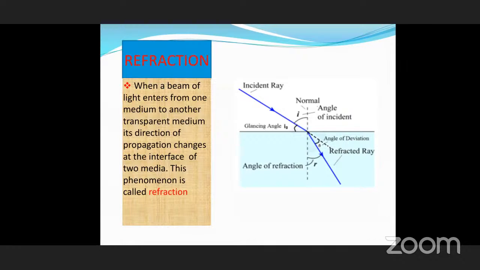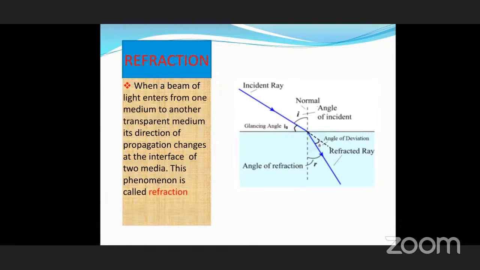Okay. So when the light enters from one medium to another transparent medium, then it bends at the surface at which these two media are separated. That is called the refracting surface. The refracting surface means the surface at which the incident ray strikes.